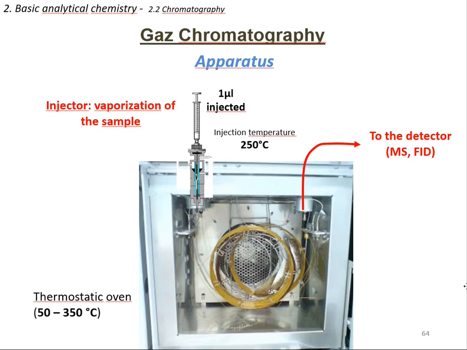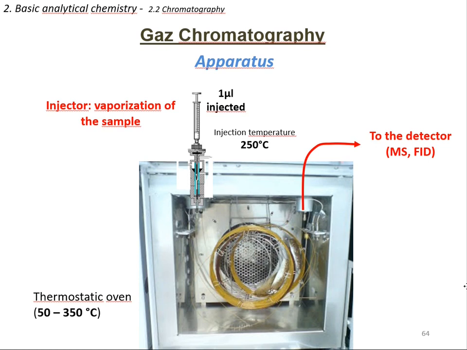Now here is the gas chromatography, and this is the type of machine you will have. It is an oven that is thermostatically controlled, so you can change the temperature between 30 or 50 degrees up to 350 degrees Celsius. In this oven is placed a capillary column. So you see it's a very, very thin column that is very long. It can be several meters long.